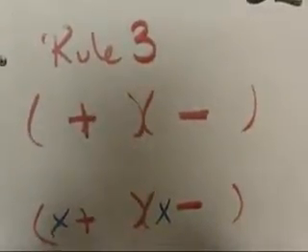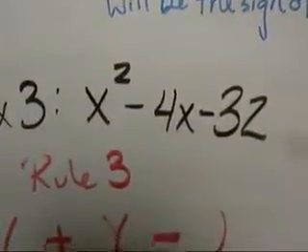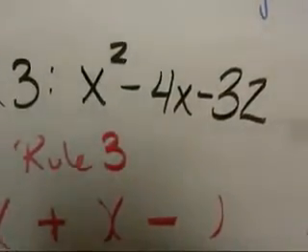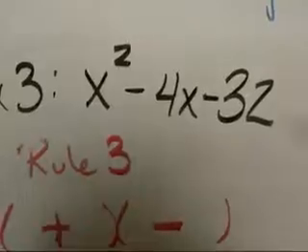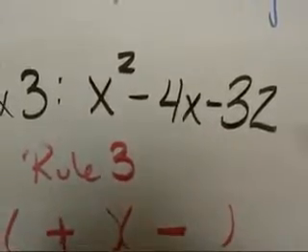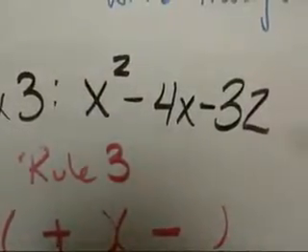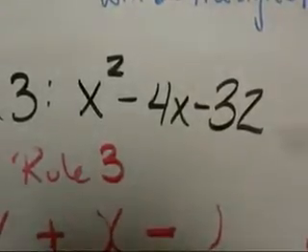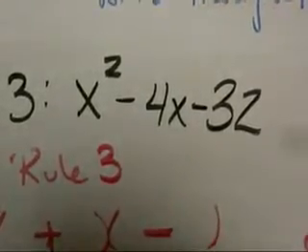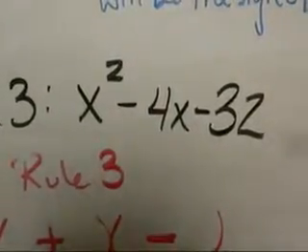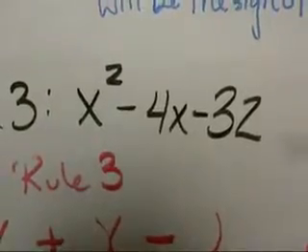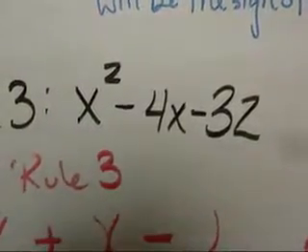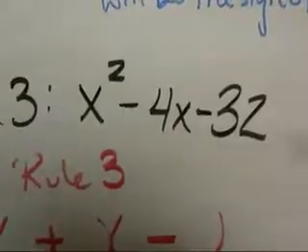Now, this time, we want to find a way that will multiply to make 32, but subtract to make 4. And again, the reason why we're subtracting is we have two different signs in our binomial. 1 times 32, well, that differs to make 31. 2 times 16, well, 16 minus 2 is 14. 4 times 8, 8 minus 4 is 4.